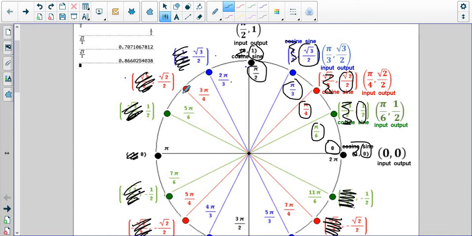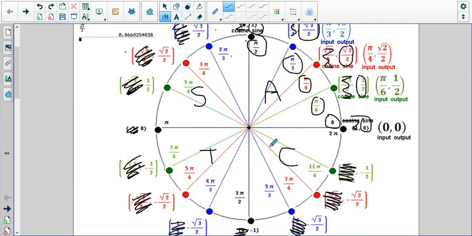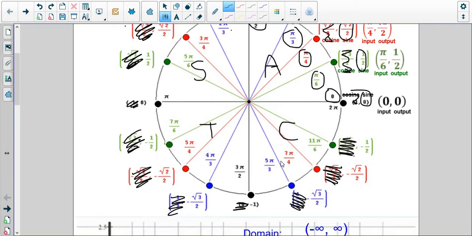And then we start to repeat, but we need to remember that mnemonic device that we had: All Students Take Calculus, because this really will help us with understanding how the graph works. All trigonometric values are positive in quadrant 1. Only sine is positive in quadrant 2, only tangent in quadrant 3, and only cosine in quadrant 4, which means these quadrants will have negative sine values, as you can see here.